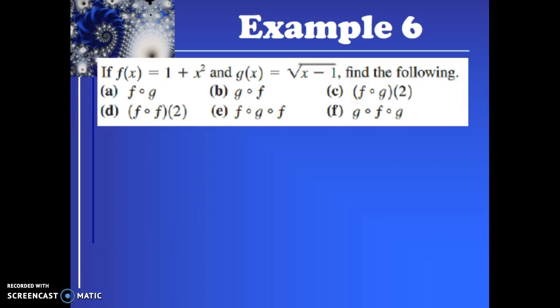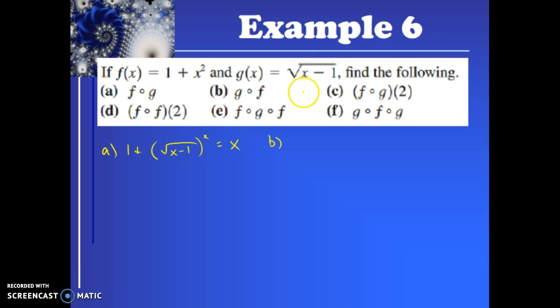Here we just see a couple of examples. Play around with your different operations. I want to plug g into f. G is the square root. So for part A, I'm doing 1 plus the square root of x minus 1 squared. But square rooting and squaring just cancel each other out. And so I'm going to get 1 plus x minus 1. The 1 and 1 cancel each other out, and I'm just going to get regular old x.